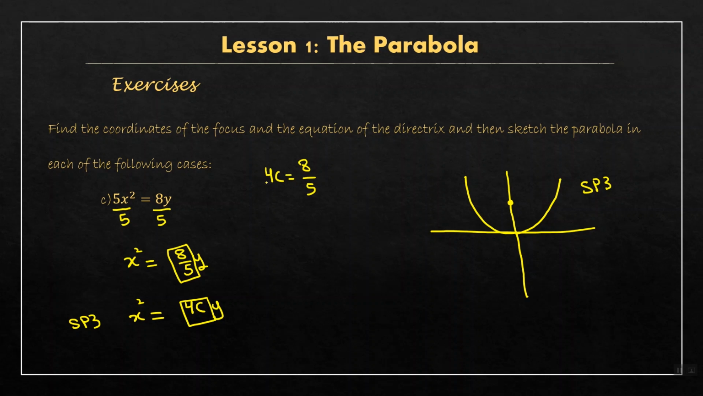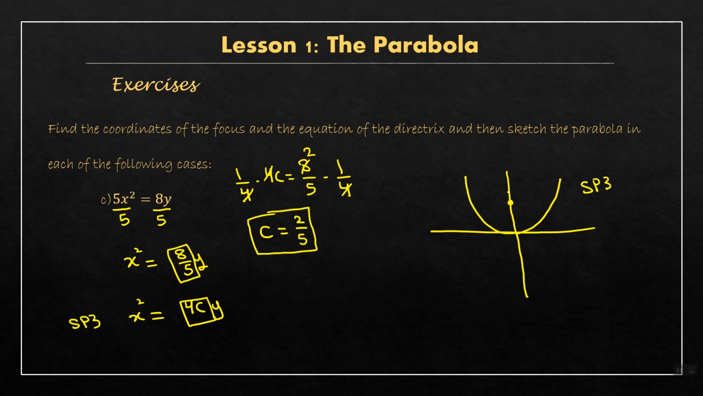To cancel this 4, I would multiply by 1 over 4, and here also by 1 over 4. So divide, cancel the 4 with the 4, you get c equals, cancel the 8 with the 4, you get 2. So this is 2 over 5. So how much is the value of c? The value of c is 2 over 5.